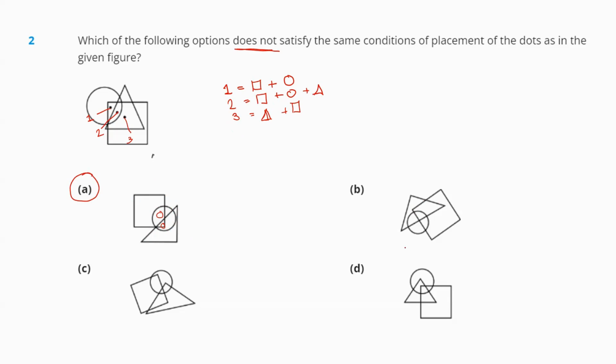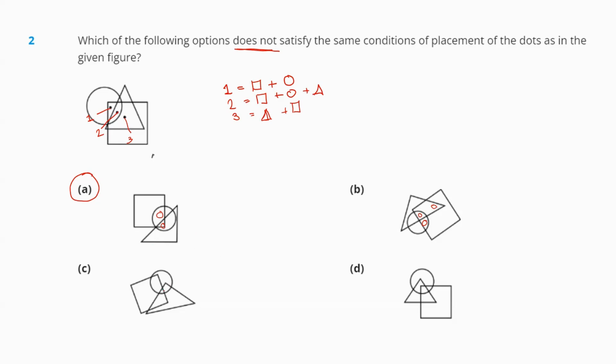Let's see another option. So first we'll put the first dot. It is square plus circle. So this is a place where we can put the first dot. Here we can put a second dot. And the third place where we can put, here we can put a third dot.